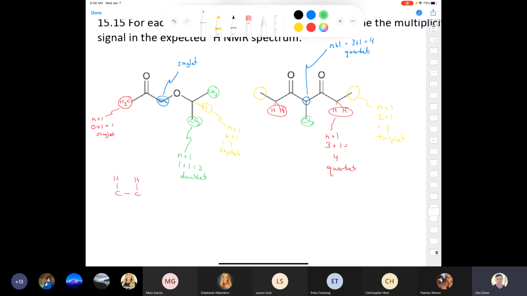And for the green protons, they're all chemically equivalent. They're only split by this one blue proton that's here. And so for the methyl group, I have n plus 1. I have 1 next door neighbor, so 1 plus 1 gives me 2. And so for that methyl group, I get a doublet like that. And that is how we determine multiplicity.